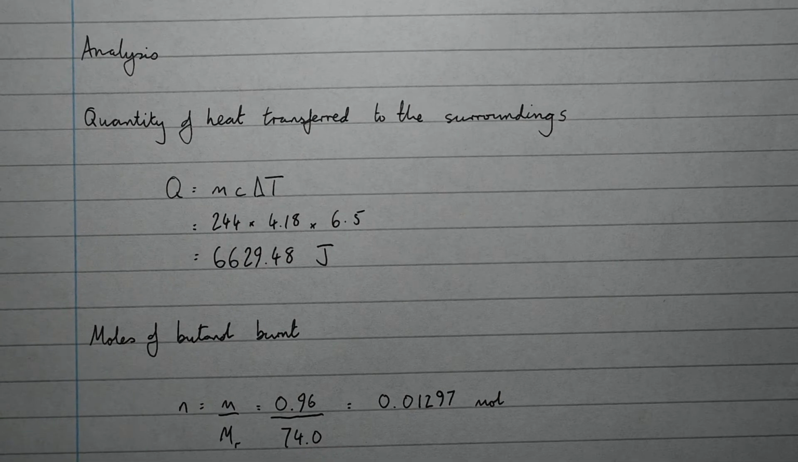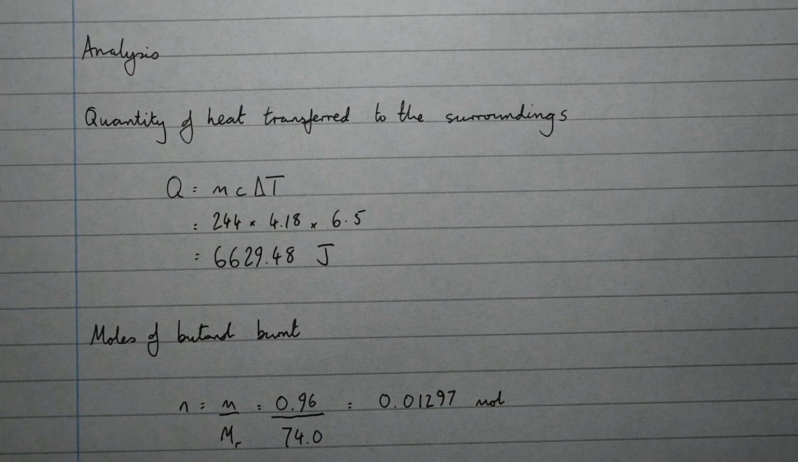So the quantity of heat is mc delta T. M is the mass of water. So we had 244 centimetres cubed, which would weigh 244 grams. Specific heat capacity of water, 4.18. Temperature change 6.5 degrees, so that gives us 6,629.48 joules.